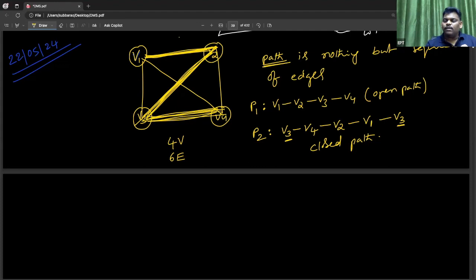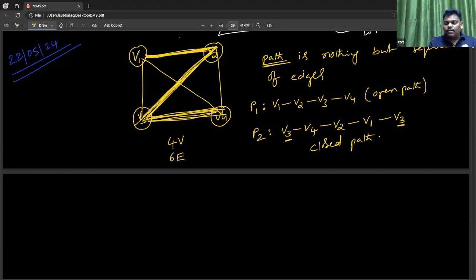Path is a sequence of edges. Closed path means the starting vertex and ending vertex are the same. Open path means the starting vertex and ending vertex need not be the same. When you say open, they are not the same. Until now, I think everyone is okay. These are small things. Now listen, everyone observe.